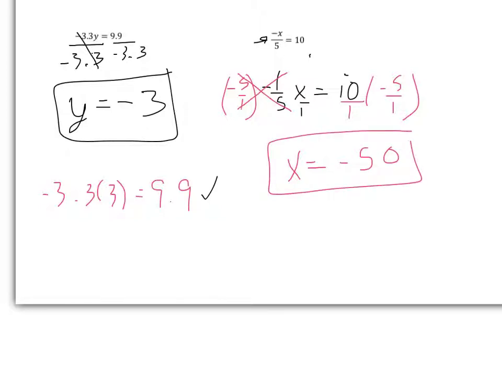That's our answer. And then to check this, we just plug it back in. Negative 50 divided by 5 equals 10. Well, negative and negative is a positive. 50 divided by 5 is 10.